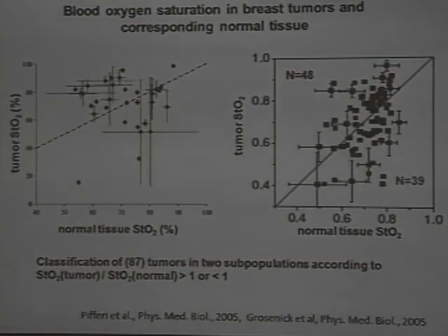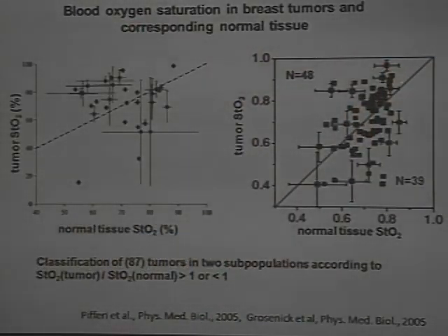And what you can see is the data scatter, and some of the tumors, and there are 48, have a blood oxygen saturation higher than that of normal breast tissue. And in the other tumors, there are 39, they have a saturation which is lower. So we divide the 87 tumors which we measured into two subpopulations. The subpopulation where the blood is better oxygenated, is better saturated, these are the 48 tumors, and the other one where the blood oxygen saturation is lower.